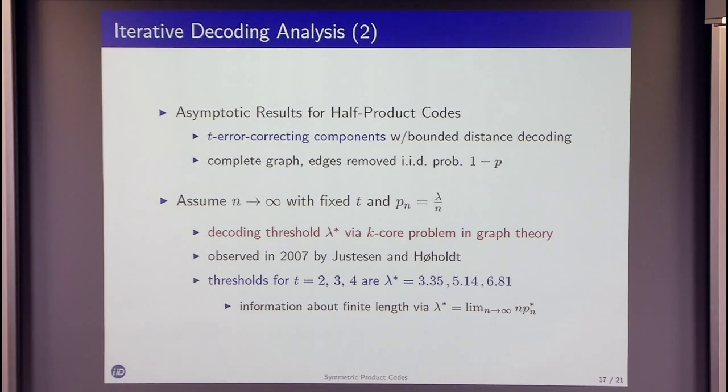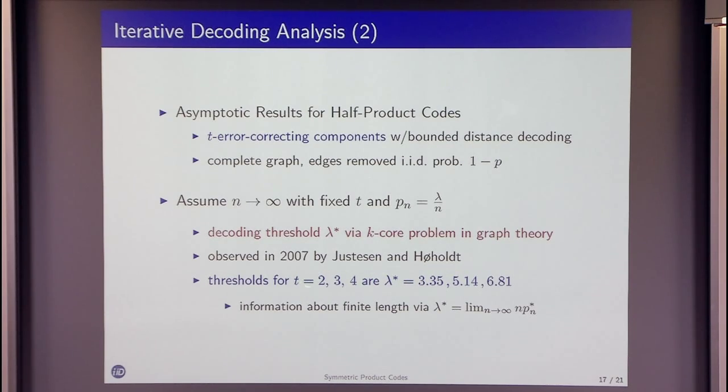So essentially they have the same threshold. If you take the same component code, half product and product have the same threshold. Now first that sounds like I've done something. Wow, I have half a long code. But since n's going to infinity, that's kind of a vacuous statement, right? I have code that's half as long with n going to infinity. They're both going to infinity. But for t equal to 2, 3, and 4, I can find these thresholds.